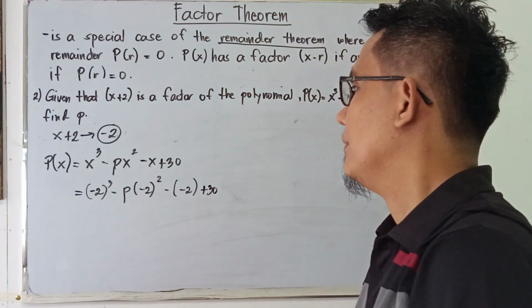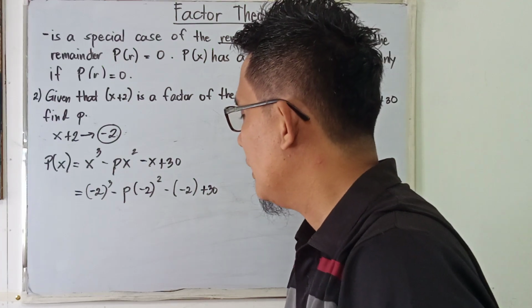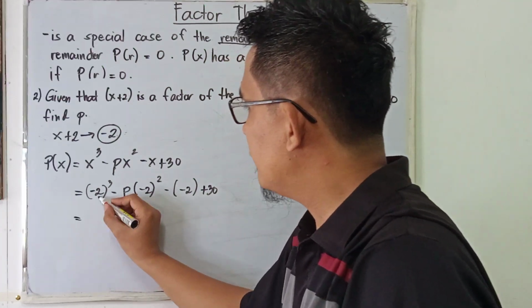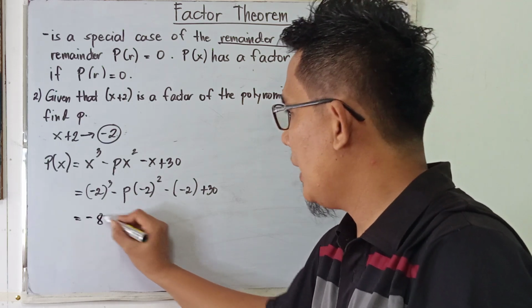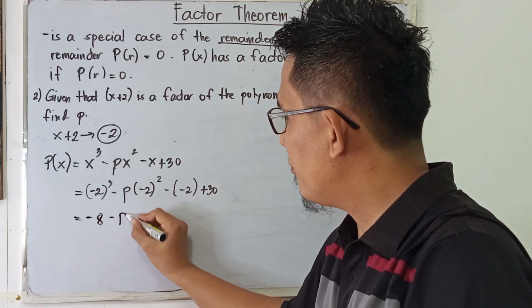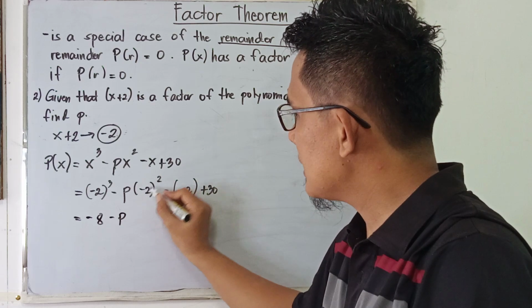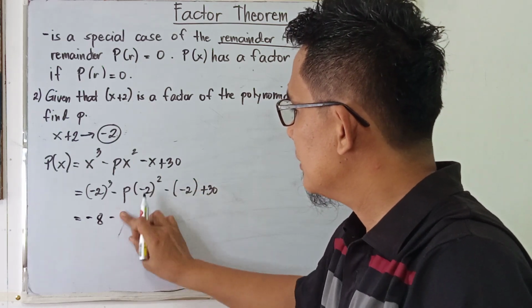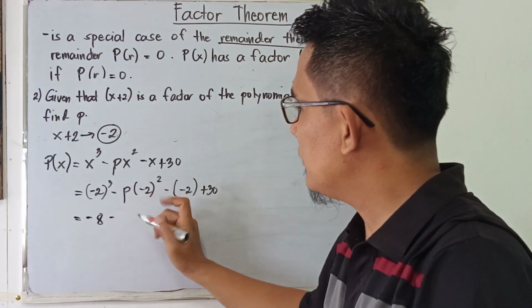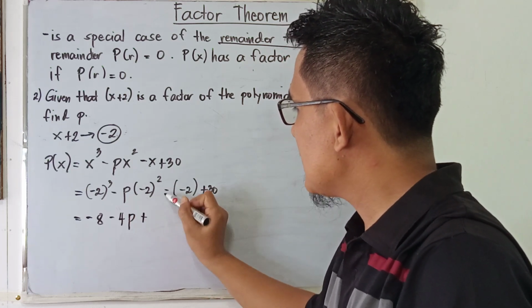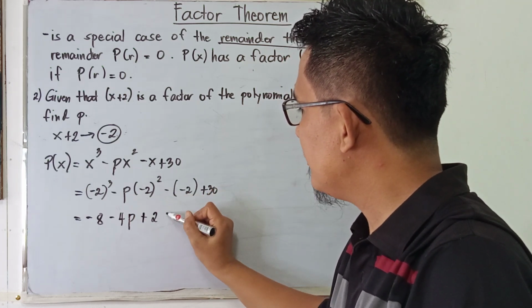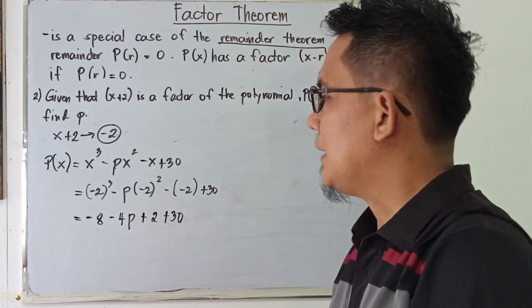Then simplify. What is negative 2 cubed? That is negative 8. Minus p times negative 2 squared, which is 4, so negative 4p, plus negative times negative is positive 2, plus 30.